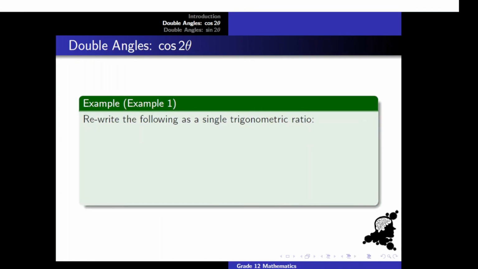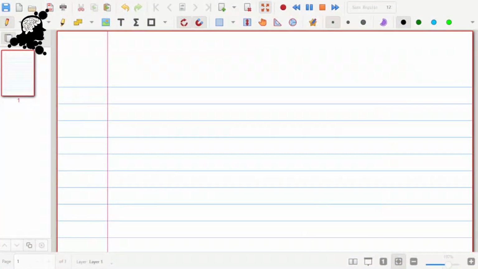Let's look at our first example. The question says you need to rewrite the following as a single trigonometric ratio. So we're given sine squared x minus cos squared x. Let's go to the writing pad. We have here sine squared x minus cos squared x. When you look at this at first glance, you'll think to yourself, woohoo, double angle identity for cos.